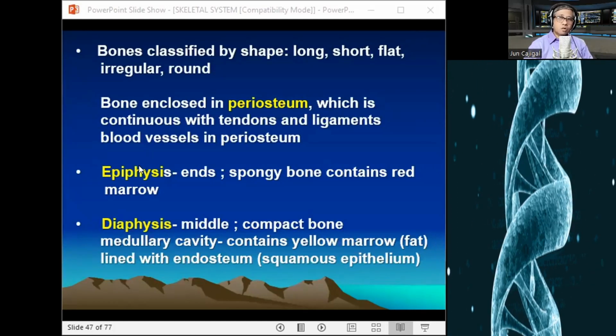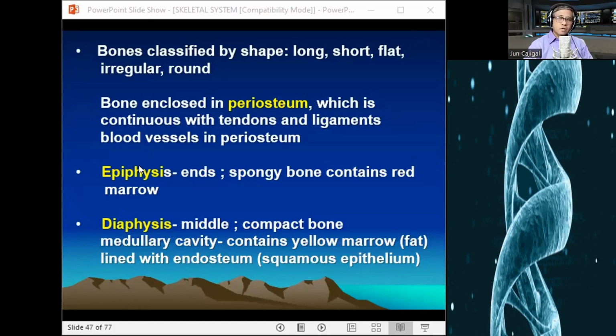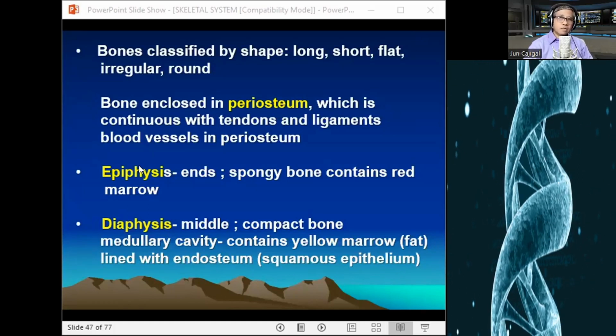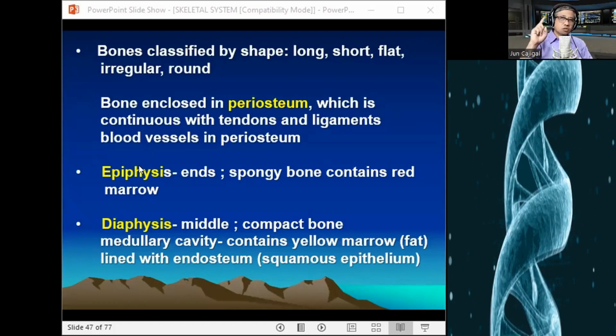So before we proceed, let's watch this short video about the different parts of a typical long bone. Alright, let's watch this.